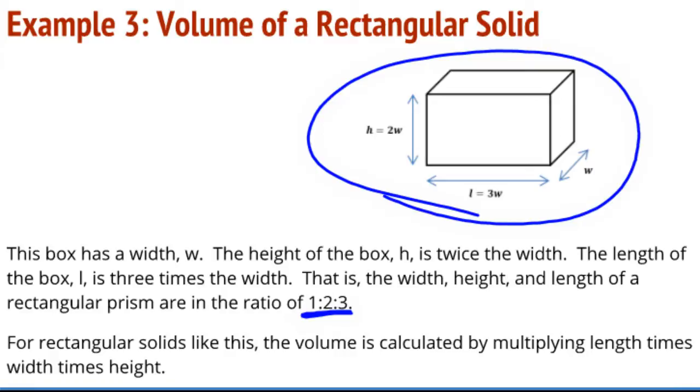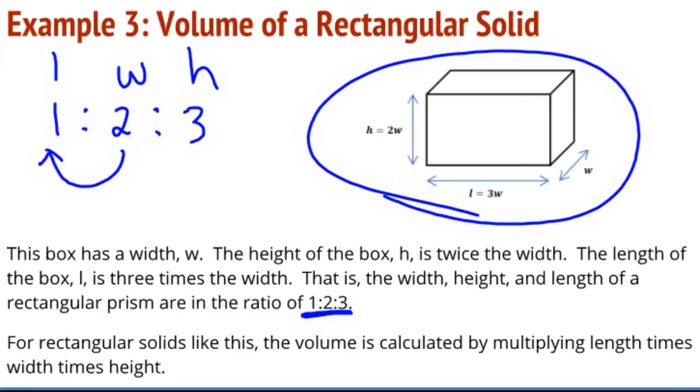prism. And so they're going to say here we have a ratio of 1 to 2 to 3. So we've got the length, the width, and the height. And it's a ratio of 1 to 2 to 3. And that should, in your brain, say that, okay, the width is double the length and the height is triple the length. 1 to 2 to 3.